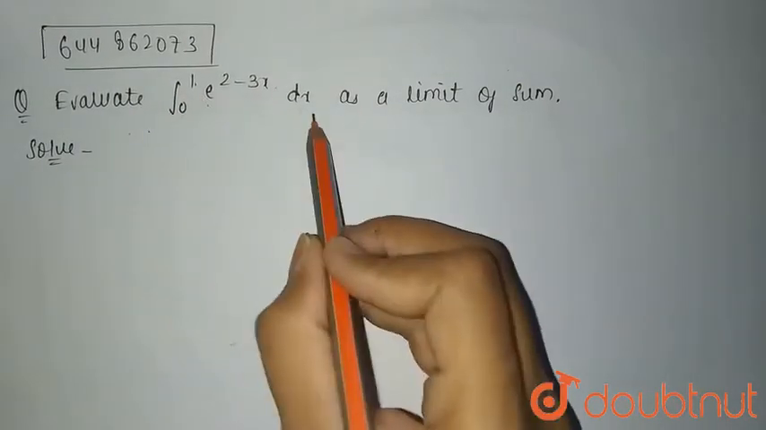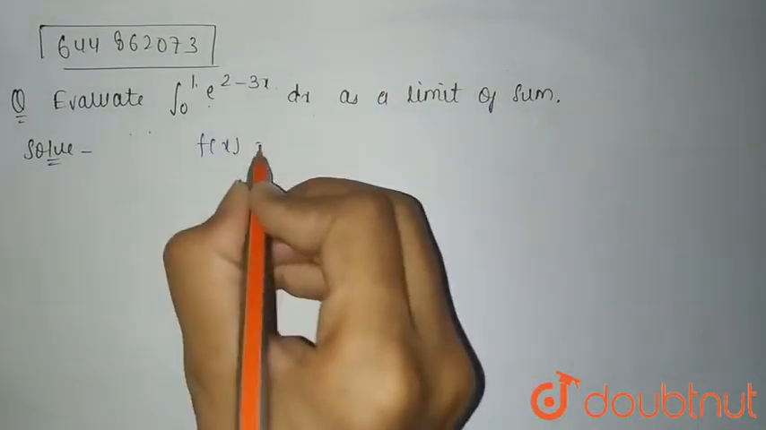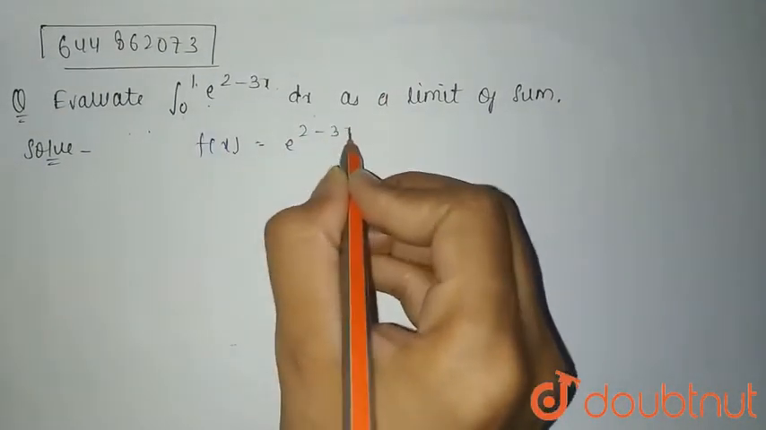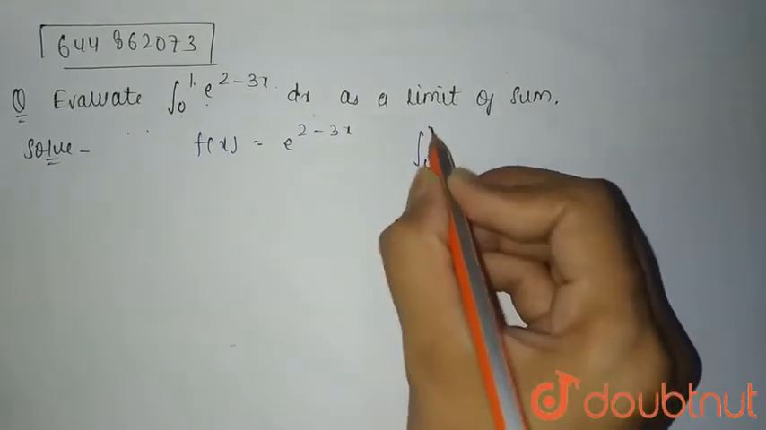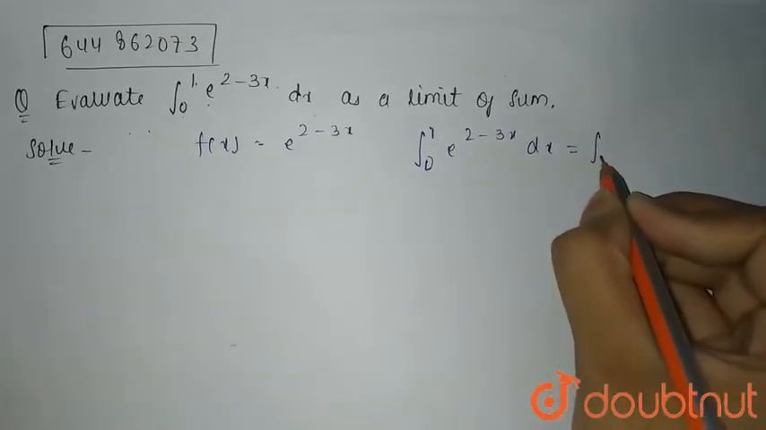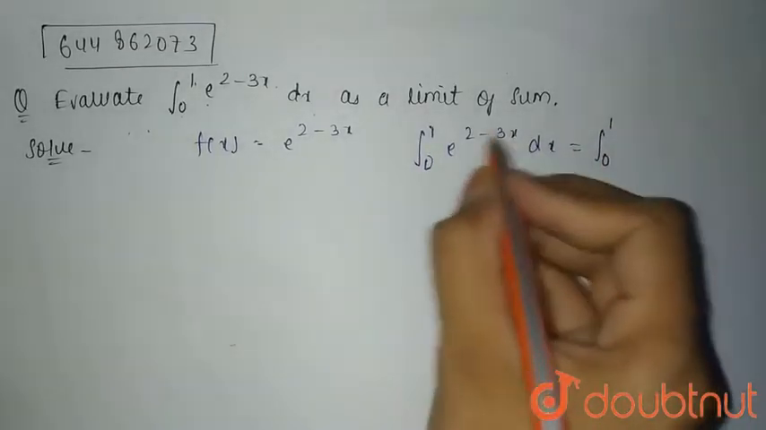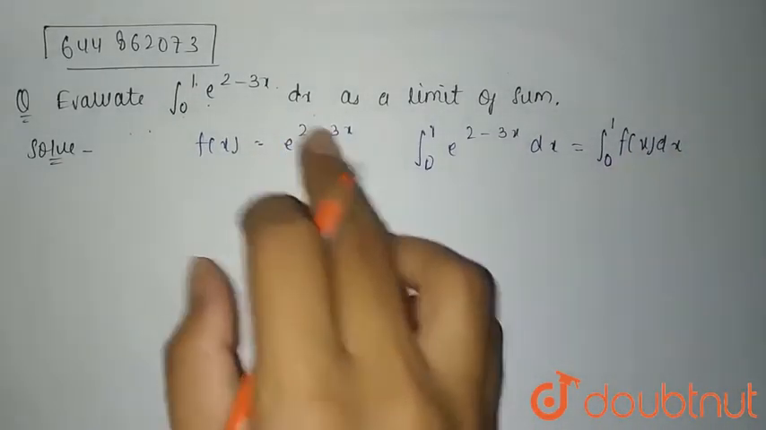Hello students, so today's question is: evaluate the integral from 0 to 1 of e to the power 2 minus 3x dx as the limit of a sum. So first of all, f(x) is given as e to the power 2 minus 3x, and the integral from 0 to 1 of e to the power 2 minus 3x dx can be written as the integral from 0 to 1 of f(x) dx, because f(x) is e to the power 2 minus 3x.